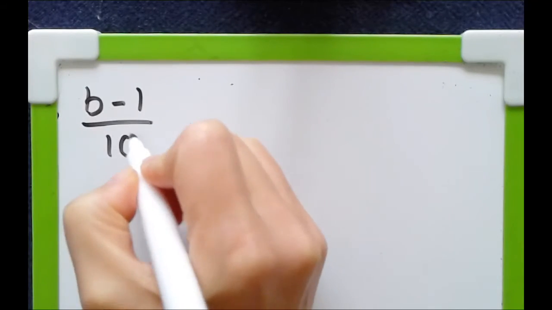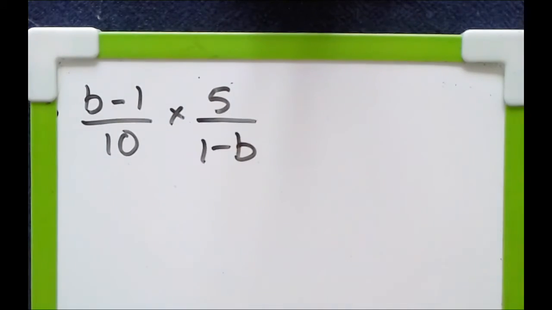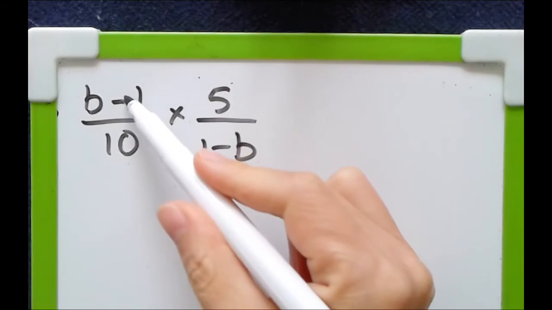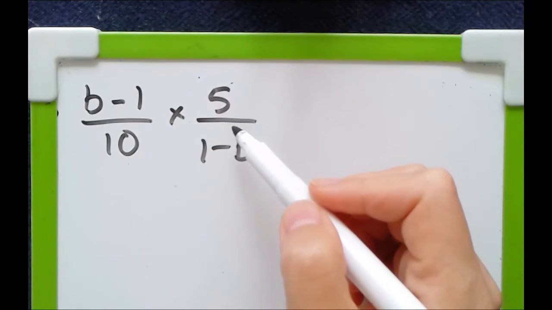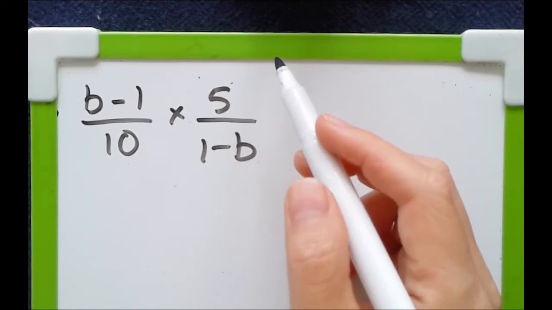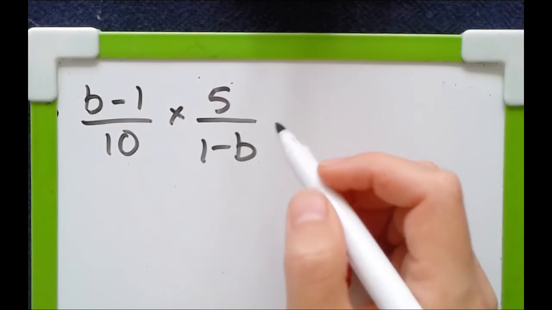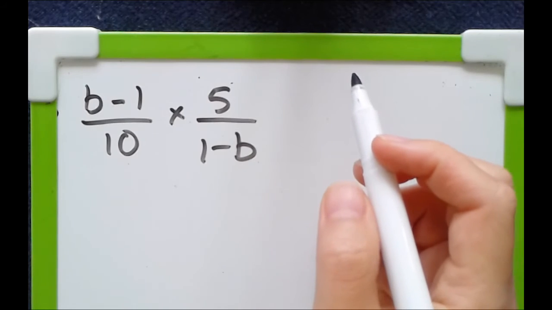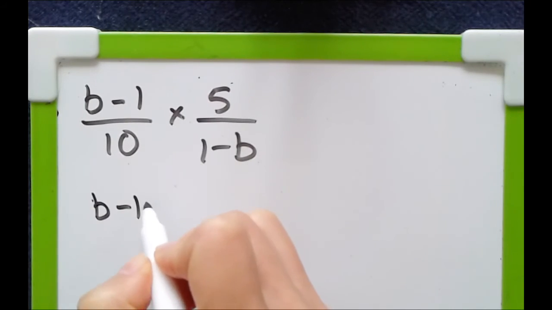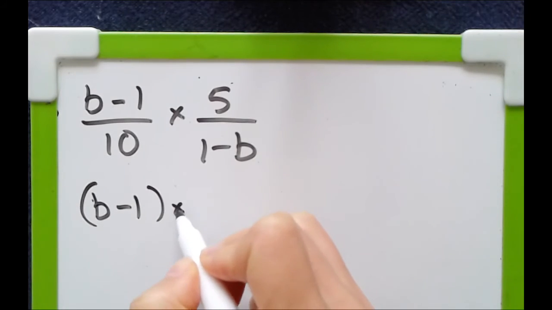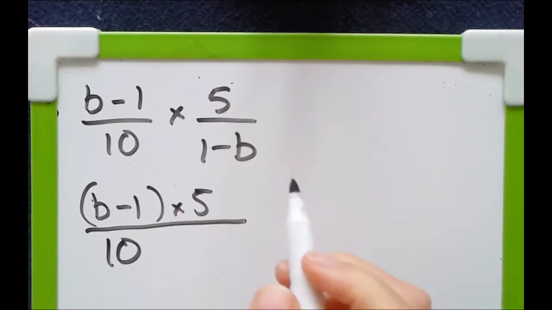b minus 1 on 10 times 5 on 1 minus b. It's a bit of a trick here. These two almost look the same. We need to factorise one of them by a -1 in order to make them look the same. So let's do that too. Let's keep this top one like that, so it's fully factorised. We've got a 5, it's fully factorised already. We have a 10 here.